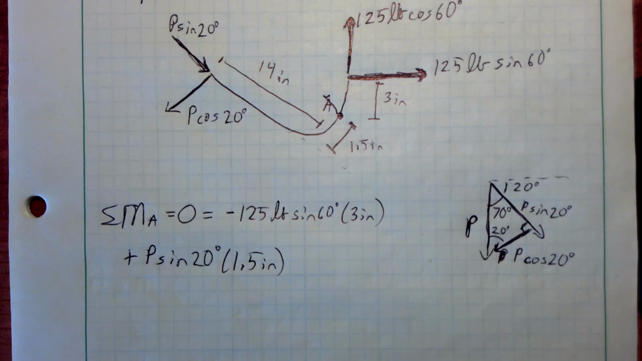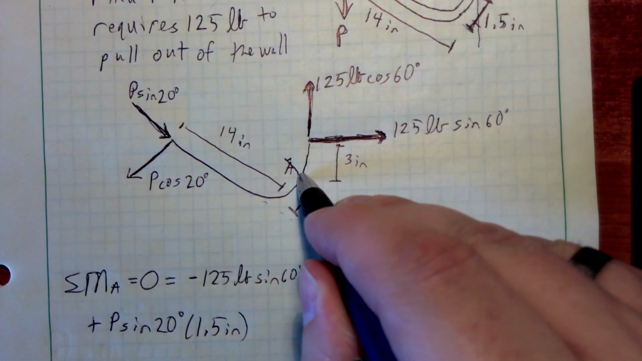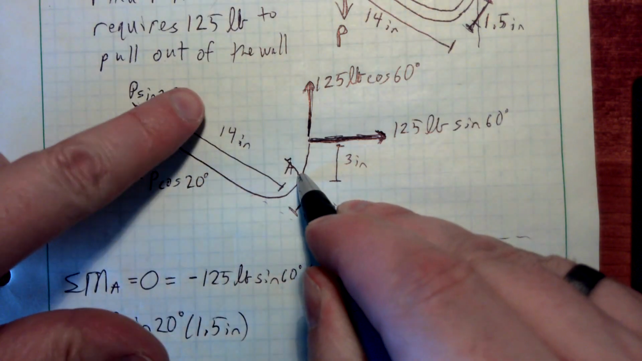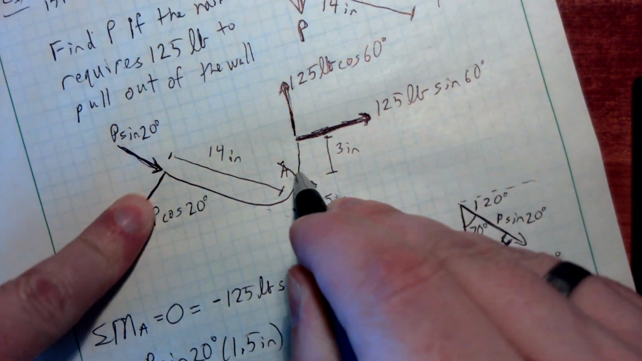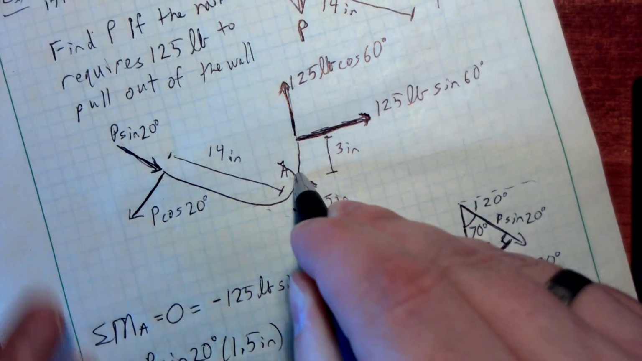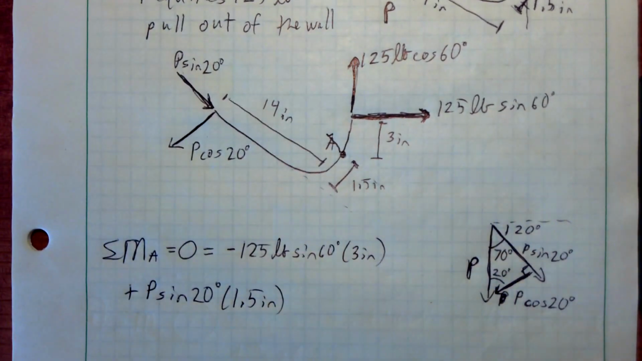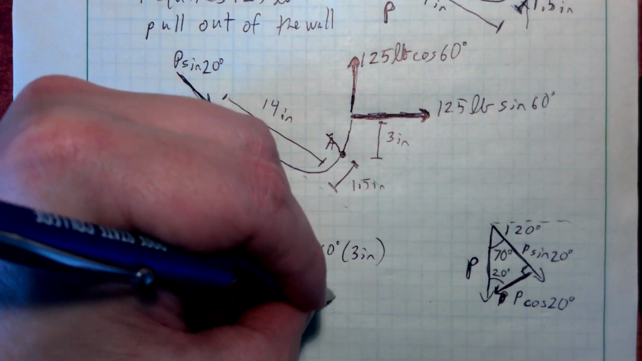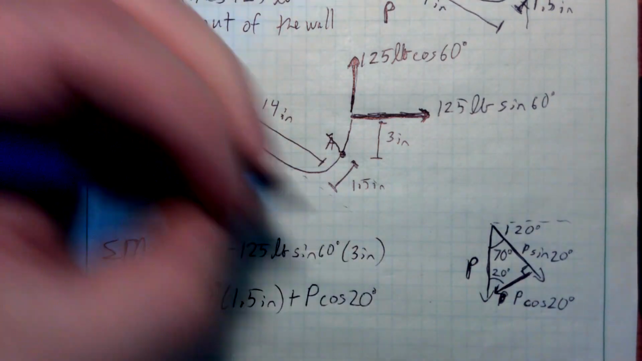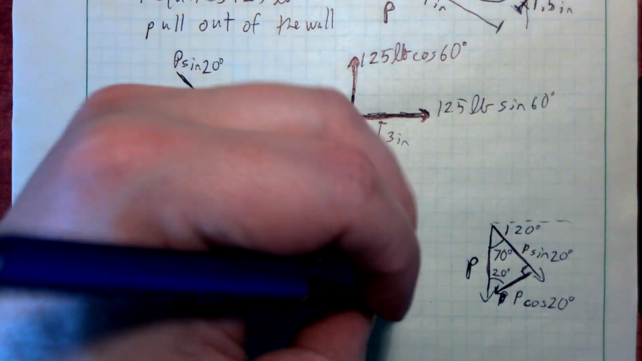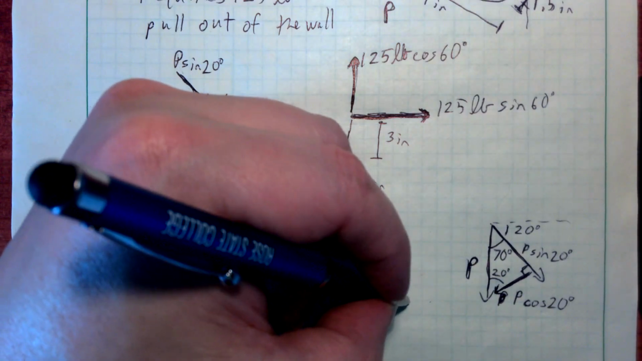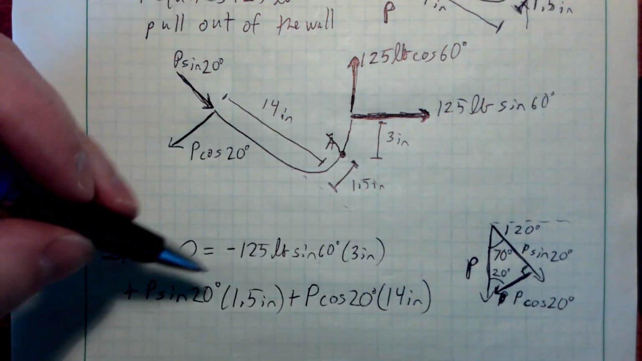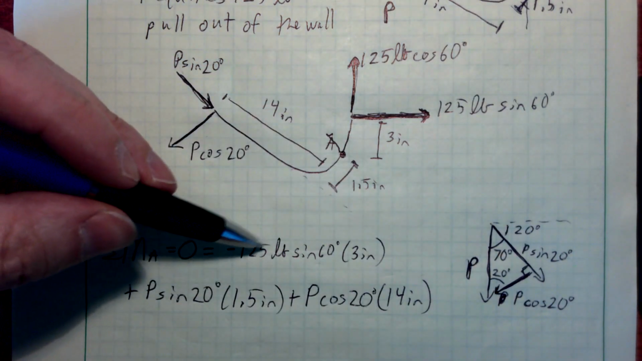And then if I do that again here, if I put my pen on point A, and I try to push in the direction of this P cosine 20, notice I'm getting a counterclockwise rotation when I do that. So that one's also going to be causing a positive moment. That's plus P cosine 20 degrees. And this one has a lever arm, or a moment arm, of 14 inches. So three terms in this equation.